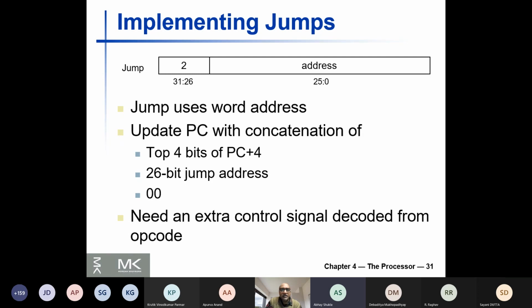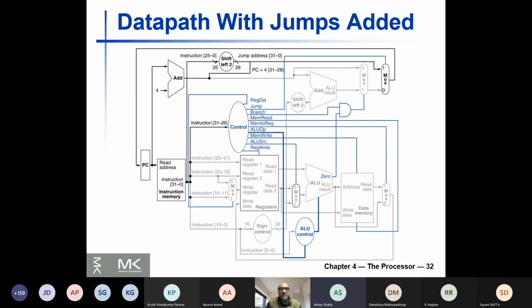And in case of a jump instruction, if you look here, it requires nothing. It doesn't need any of the register operands, it doesn't need the ALU, it doesn't need data memory and so on. Therefore, the data path changes needed to incorporate this particular jump instruction are very simple. You can see here.